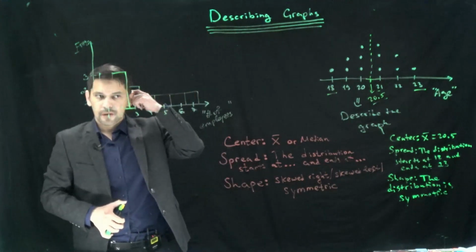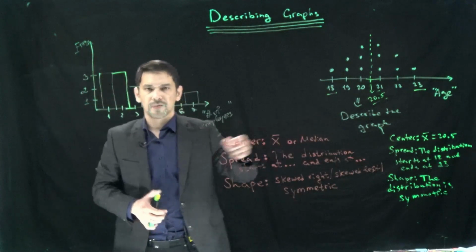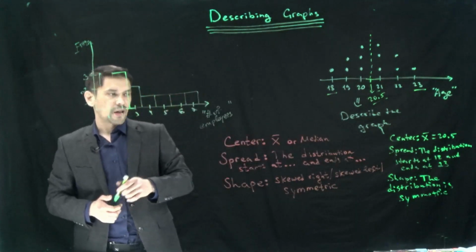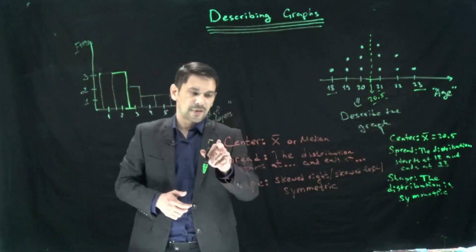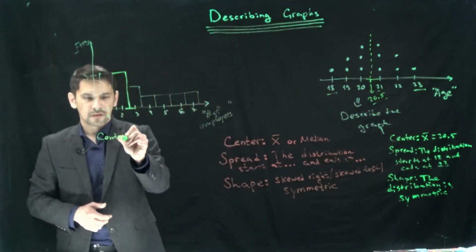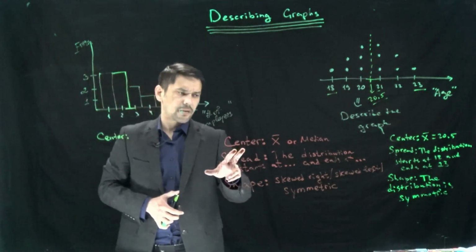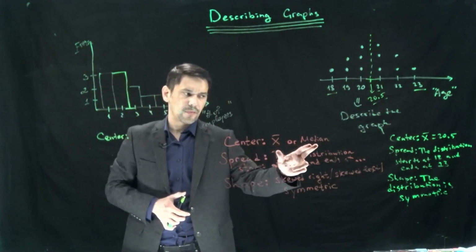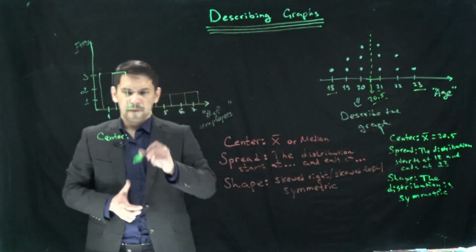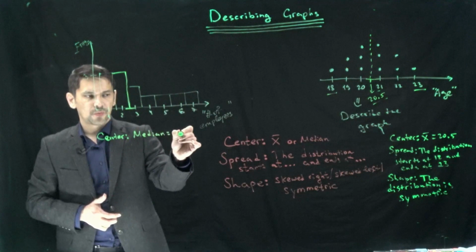Now, if I show this kind of a graph on the exam, and say describe the graph, then in this case you just have to again describe the center, spread, and shape. Start with the center. Now, to describe the center, again, you have to calculate the average or the median. Let's go with the median, okay? I know that the median here is equal to 2.5.